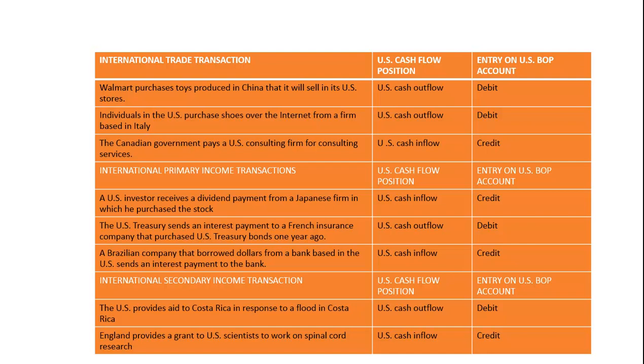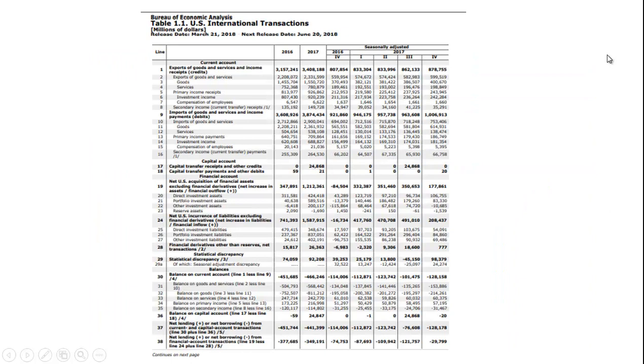You also have secondary income transactions. Say the U.S. provides aid to Costa Rica in response to a flood in Costa Rica. That would be a U.S. cash outflow, would be recorded as a debit. And suppose England provides a grant to U.S. scientists to work on spinal cord research. That would be a U.S. cash inflow, and that would be recorded as a credit.